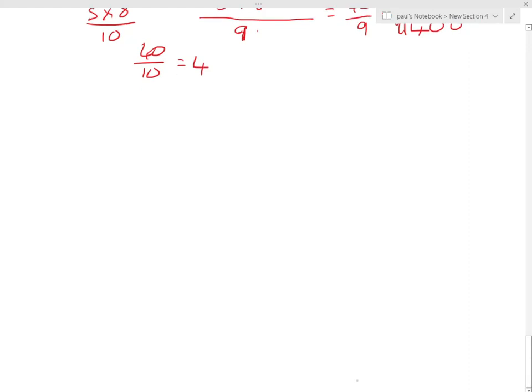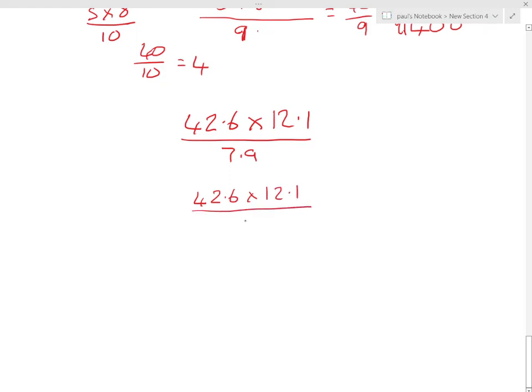And you can estimate them in different ways, where you can have a possibility of different answers. So we looked at this one, didn't we? 42.6 times 12.1 divided by 7.9. Now, first of all, I'm going to make that bottom number 8, no matter what that is. 42.6 times 12.1, now 8.